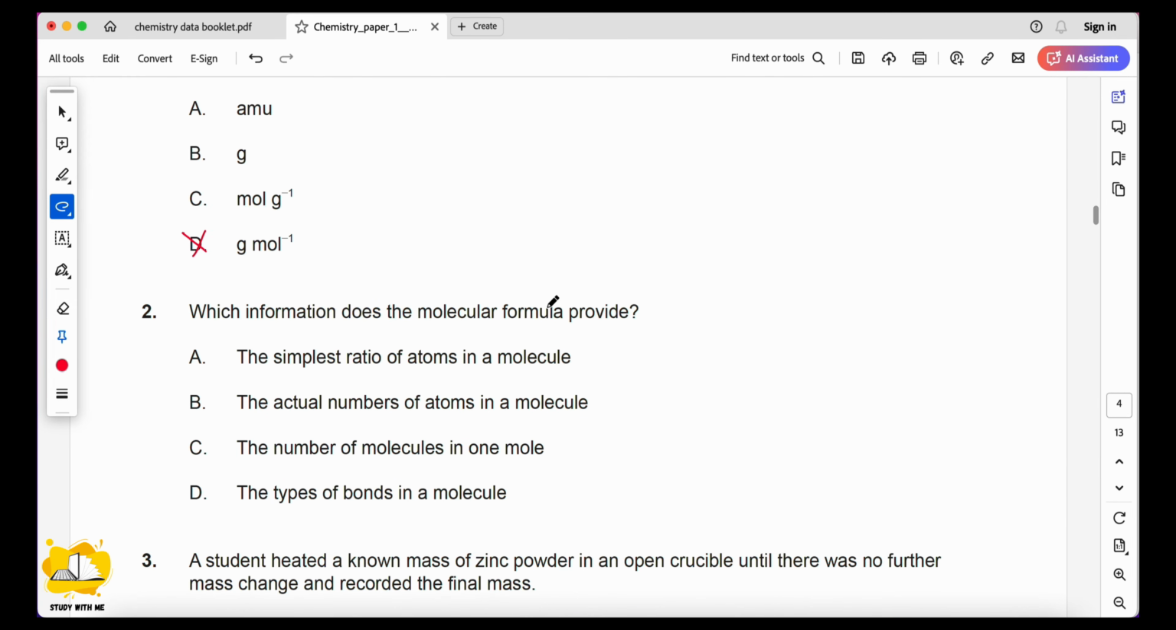Which information does the molecular formula provide? Molecular formula is used to describe the actual number of atoms present in a molecule. For example, glucose, C6H12O6, so the actual number of atoms. And empirical formula is used to represent the simple ratio of atoms present in the molecule. In this case it would be CH2. It's more simple. So the molecular formula is used to provide the actual numbers of atoms in a molecule.